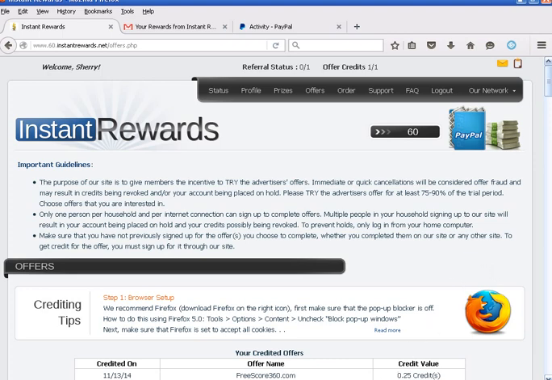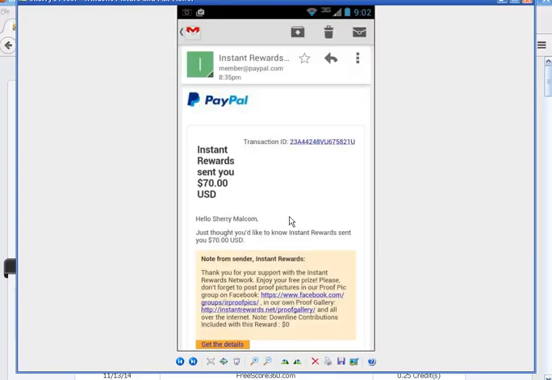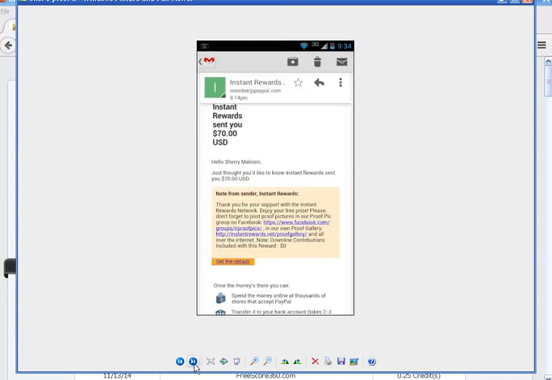The first thing I always like to do is show proof of payment. Here's one of them. This is a screenshot of an email from my phone, and it's from PayPal. Pay attention to the time up here, as well as the time here, because the next one is different. 9:14 here, 9:34 up here, but both of them are from Instant Rewards for the amount of $70, and you can see my name here.